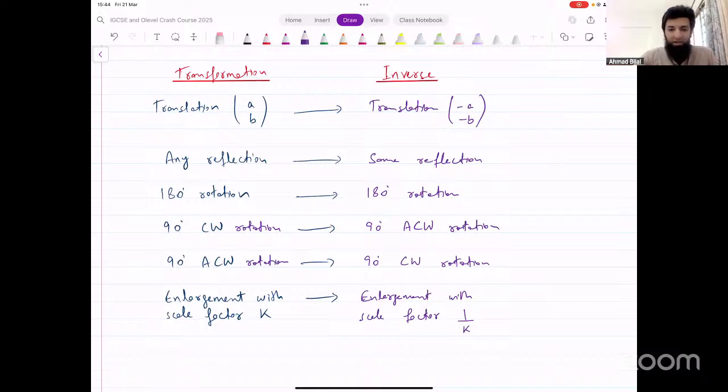Is that all right? Any quick questions on this before we start with the past paper questions? Any problem with this?